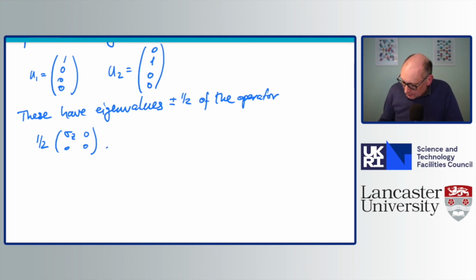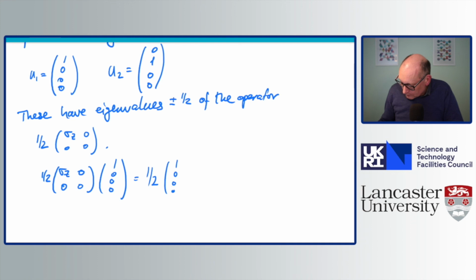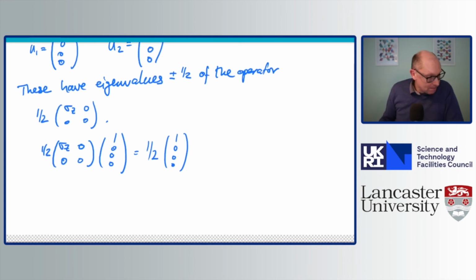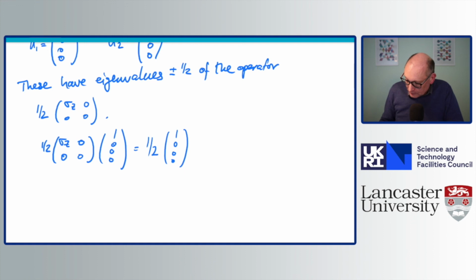One can just test that directly by saying that a half sigma z, 0, 0, 0 on 1, 0, 0, 0. Plug in the sigma z Pauli matrix and find that this is a half times 1, 0, 0, 0. And if one plugs in the 0, 1, 0, 0, one gets minus a half when using the sigma z Pauli matrix.